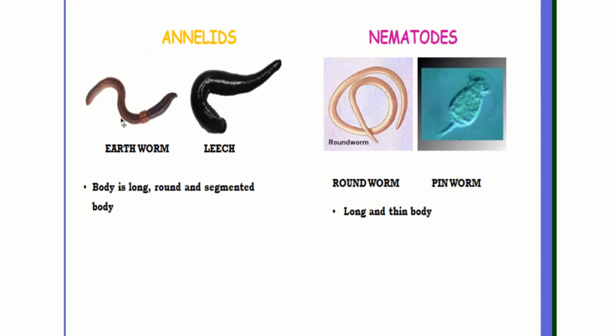Look at the structure of these organisms. Body is long, round, and segmented, isn't it? Now, these annelids live in a very moist area. They live in a place where it is always wet. And look at their bodies. They are segmented. Can you see the lines over there? These are the segments of the body which helps in the movement of these organisms.